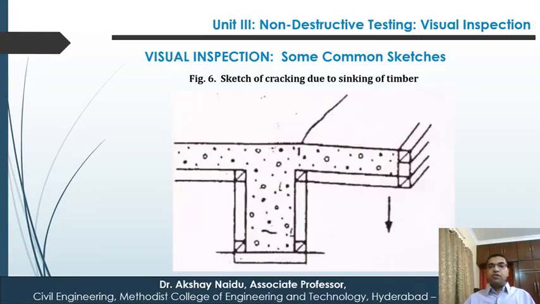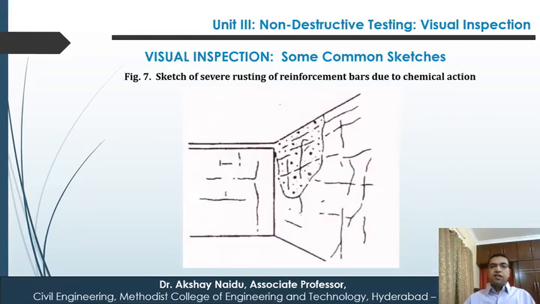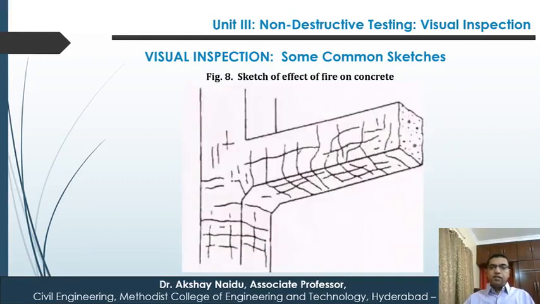Sketch of cracking due to sinking of timber. Timber is part of the formwork, and I mean sinking of timber, not shrinkage of timber. So the formwork, if it is not properly placed, with proper supports like proper shores, this particular formwork tilts and there is a crack. So we'll have to mark it this way, representation. Then sketch of severe rusting of reinforcement bars due to chemical action. Then sketch of effect of fire on concrete.